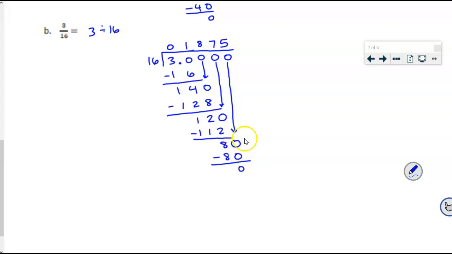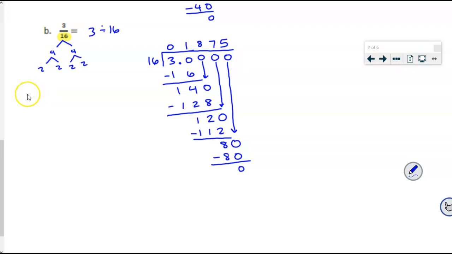But you shouldn't have felt that way, should you? Let's look at that denominator. 16. What are the factors of 16? 4 and 4, right? What are the factors of 4 and 4? 2 and 2. Do we have any other factors besides 2?